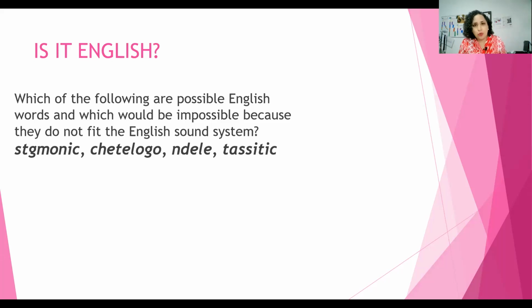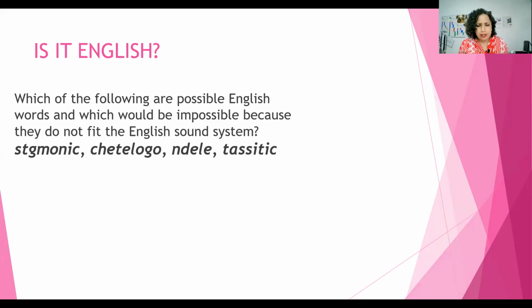So in terms of the phonetics of the sound of the words, I have a question here. If you can understand by listening to these words, can you tell that some words are English and some are not? Here's the question. Which of the following are possible English words, and which would be impossible because they do not fit the English sound system? Let's try. Let's see the first word.